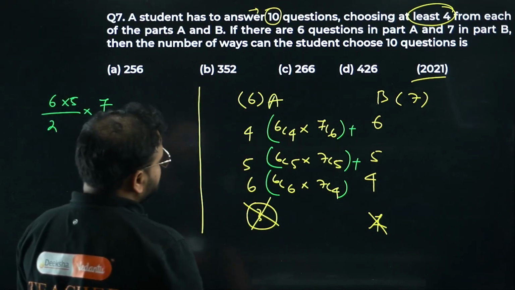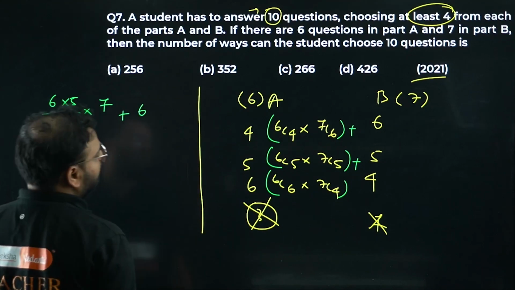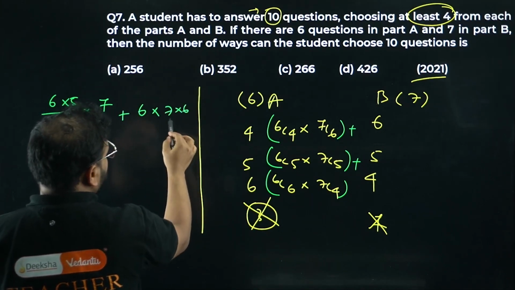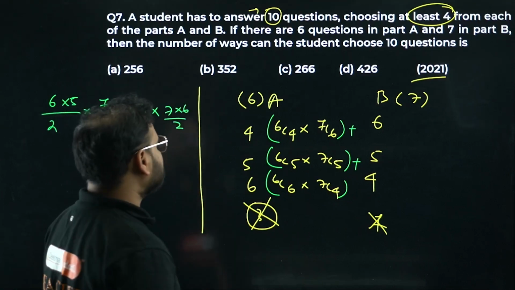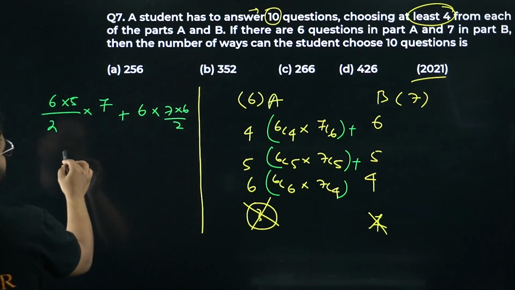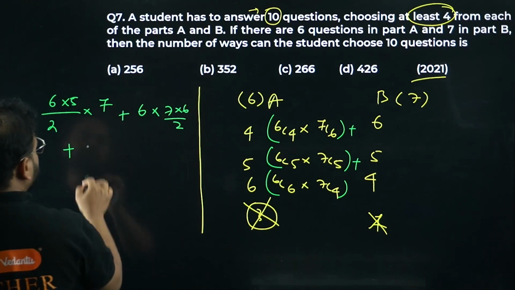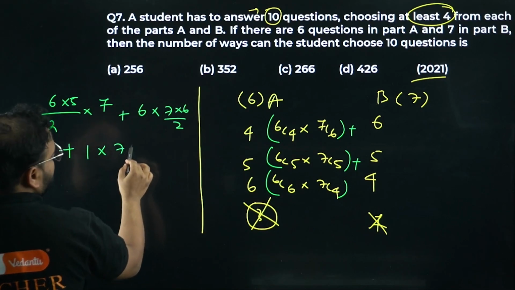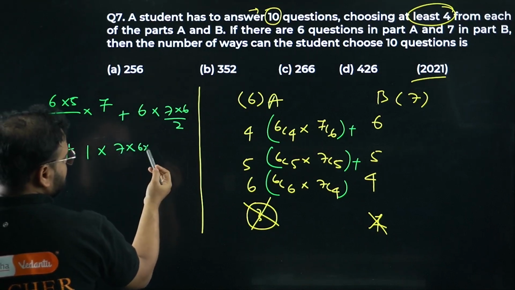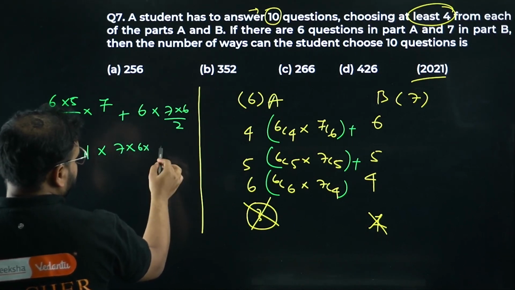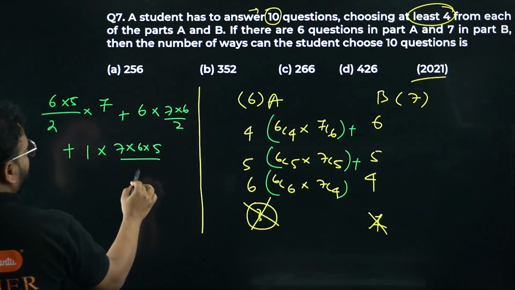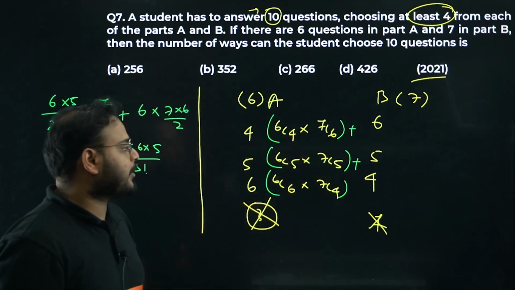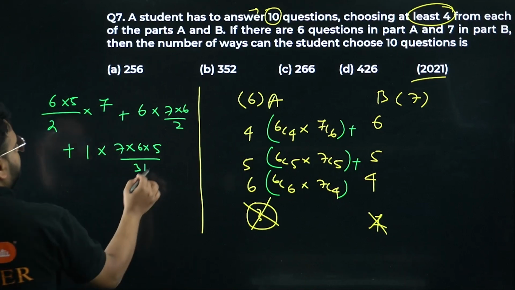Plus for this part I have 6C5, which will be just 6, and for this I have 7C5, which is 7 into 6 by 2. And again you have a plus sign over here. 6C6 is going to be 1, and 7C4 will become 7 into 6 into 5 upon 3 factorial. 7 minus 4 will be 3 factorial, and it will divide by 4 factorial, so yes, correct. 3 cancels out.